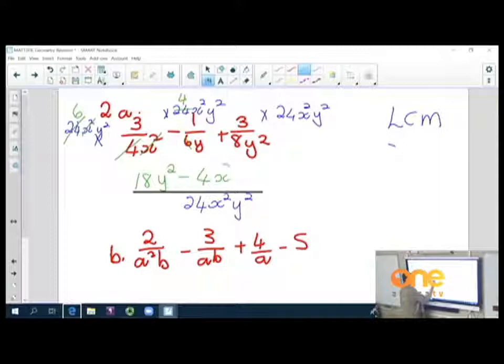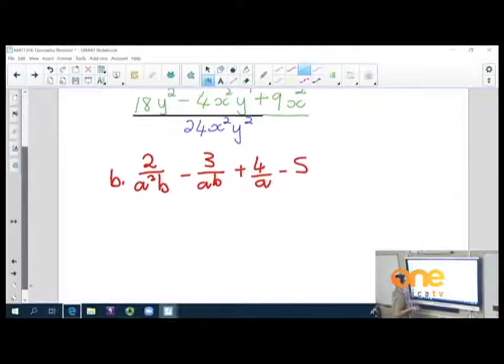X squared, and the 1y will cancel out there, so it's y to the power of 1. And here, 8 divides into 24 3 times. 3 times 3 is 9. And now this will cancel out, and there you have x squared. There's no like terms, so that is the answer. We cannot simplify any further.